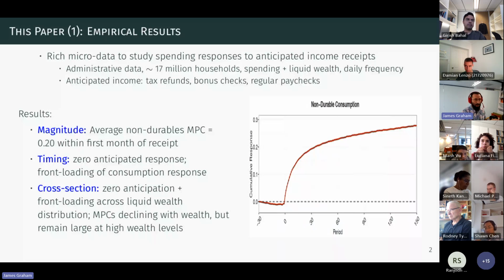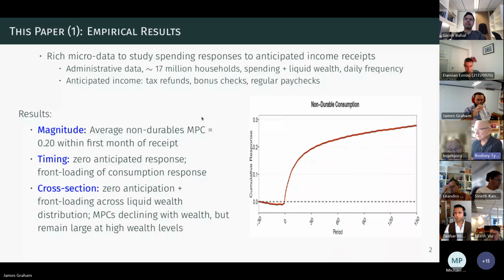I see there's one hand up, Rodney. Yeah, sorry to interrupt. No, that's fine. I want to know what liquid wealth actually means in your data. I mean, if you have data from just one financial institution, then basically that's data on their liquid deposits. But that's not an indication of their overall wealth, I wouldn't have thought, right? Many households have all kinds of other forms of wealth, right?